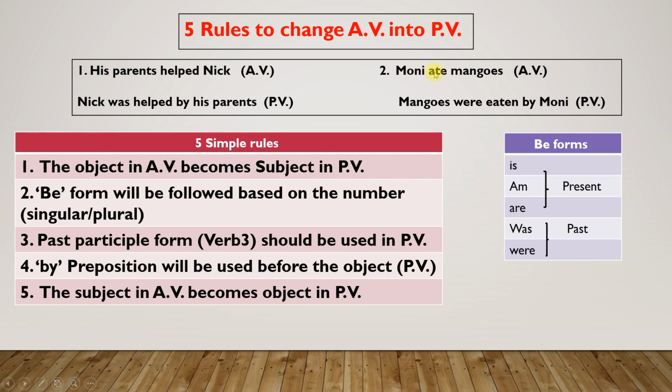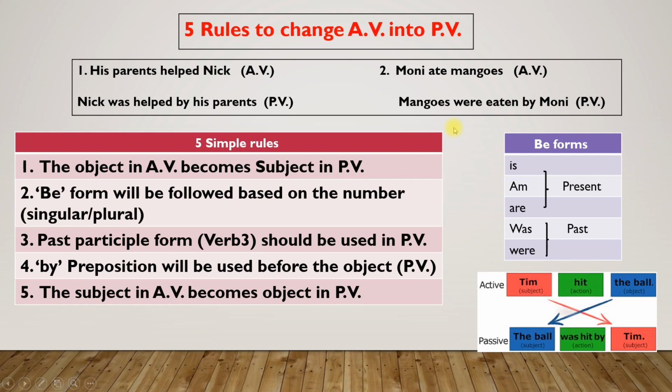Moni is the subject, ate is the verb, and mangoes is the object. So here, according to these five simple rules, we should follow that. Simply, what is the object here? Yes, mangoes. Simply we have to write in the place of subject, mangoes, and the be form according to the singular or plural. So mangoes are plural, we should use the plural past form, were. Okay, mangoes were, and the verb third form, eaten, and we should use the preposition by and Moni. Mangoes were eaten by Moni.